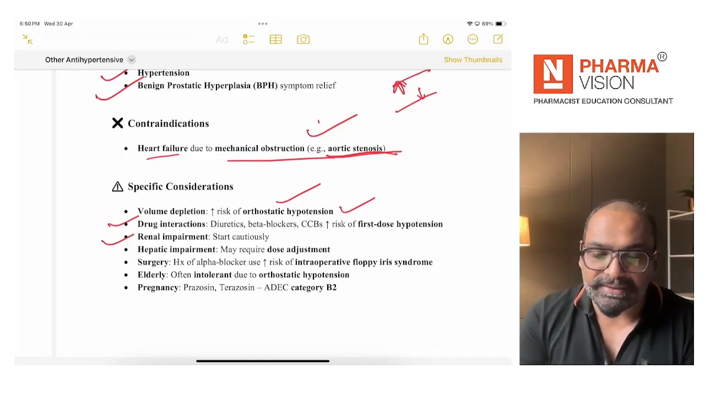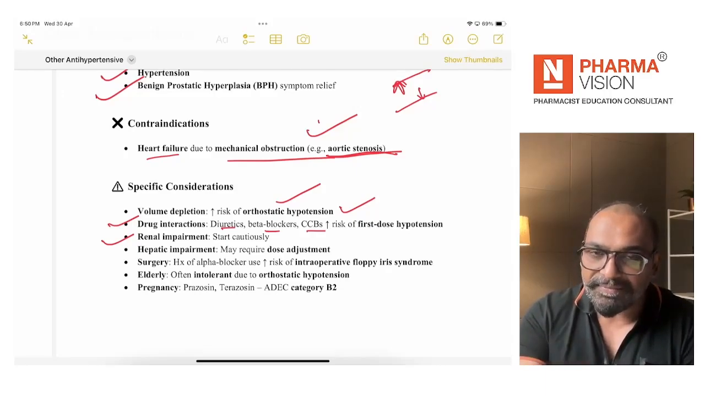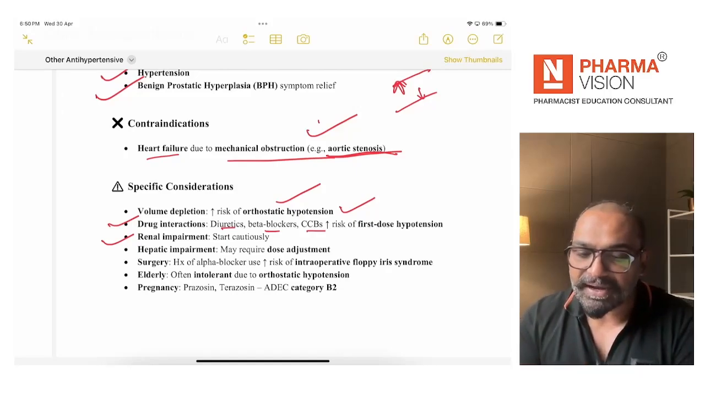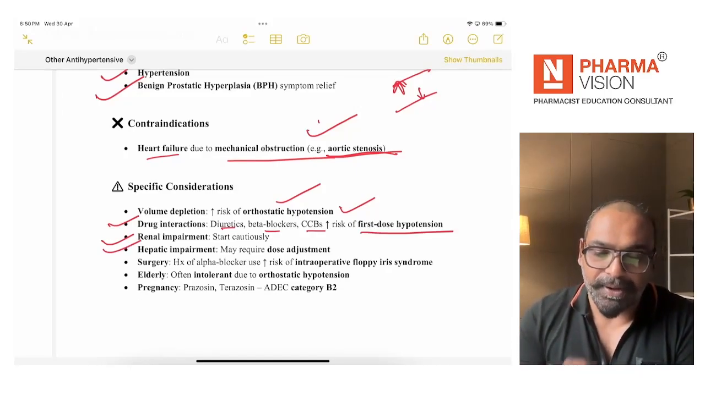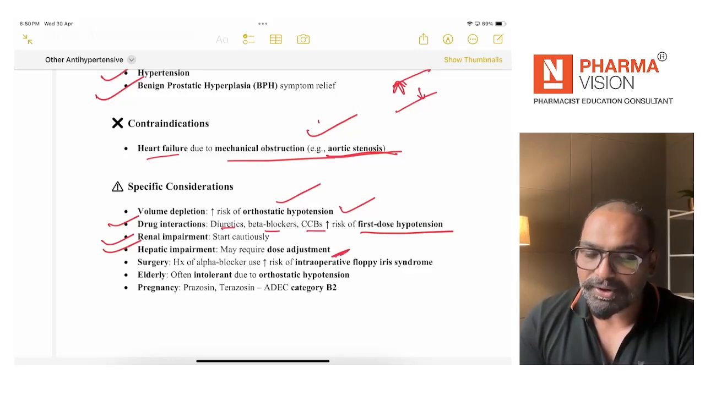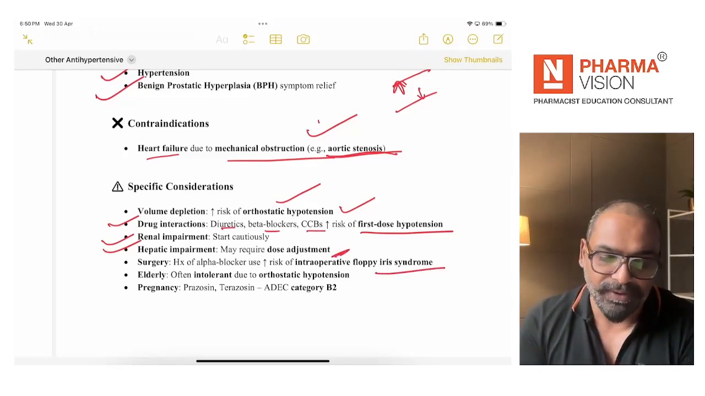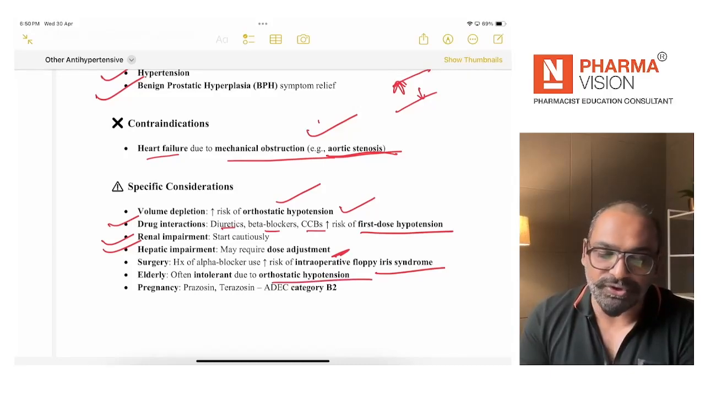Diuretics, beta blockers, and calcium channel blockers are also causing hypotension, and along with that, if we are giving prazosin, that can significantly cause first dose hypotension. Hepatic impairment is also a problem. In surgery, alpha blockers increase the risk of intraoperative floppy iris syndrome. Elderly patients often have intolerance due to orthostatic hypotension.